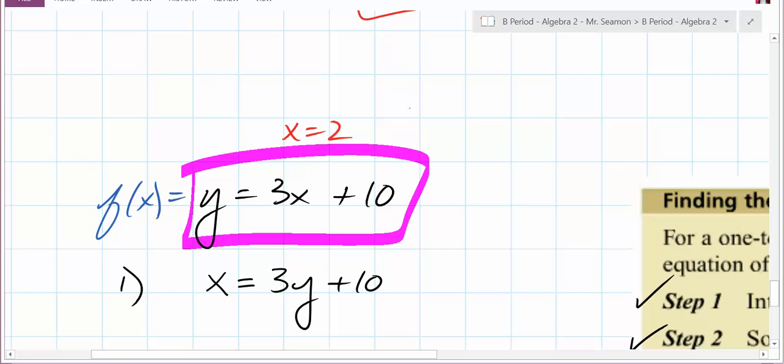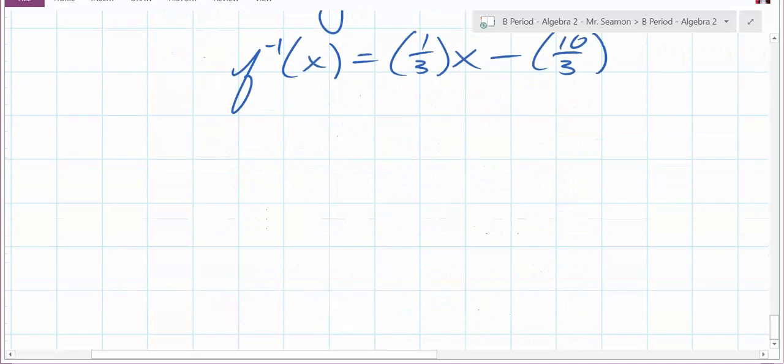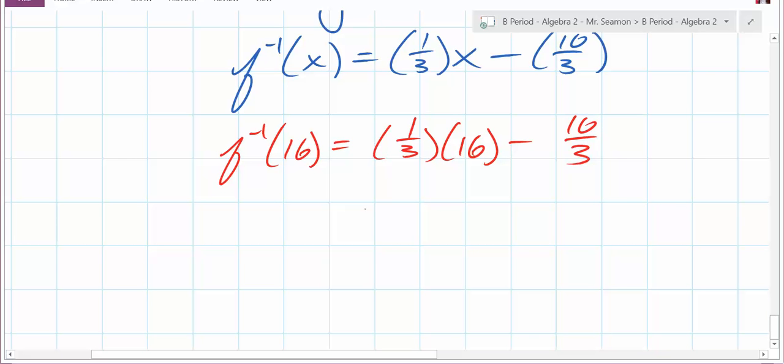X equals 2. What is f of 2 going to be? 3 times 2 plus what? 10, so that's going to be what? So when we plugged in 2, what did we get out? 16. So what should we plug into the inverse? So let's go to the inverse here. F inverse of 16 is going to be 1/3 of 16 minus 10 over 3. What is that? 16 over 3 minus, which is 6 over 3, which is what?